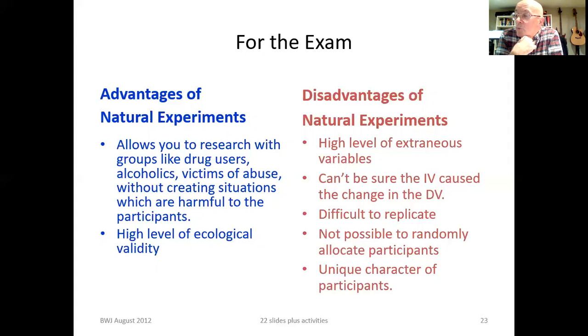In order for us to do a proper experiment, we need to randomly allocate participants to both conditions, but because those conditions actually occur naturally, we're not doing any of that. And also we're faced with the fact that the participants have got a unique sort of character. Okay.